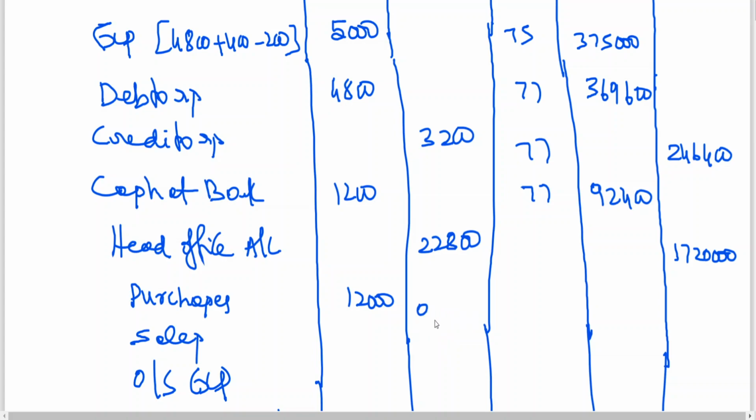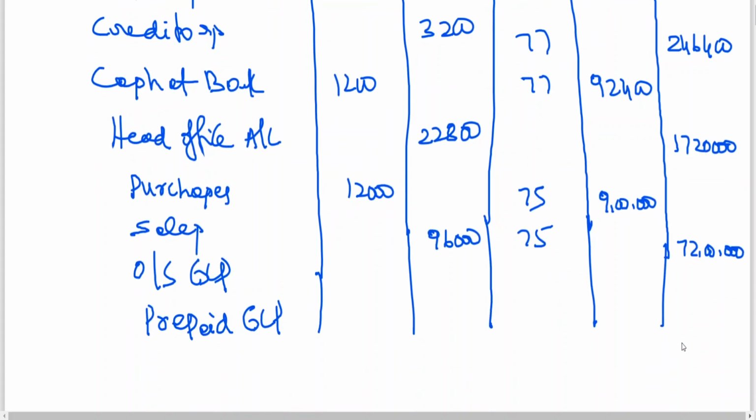Purchases, sales, average, I told you. What is average? 75. So 12,000 into 75, it is coming to 9 lakhs. Sales, 96,000 into 75, it is coming to 72 lakhs. Already calculated. Once again, I'm cross checking these values I've calculated.